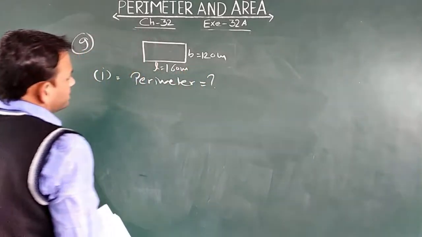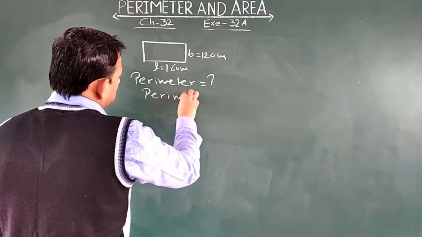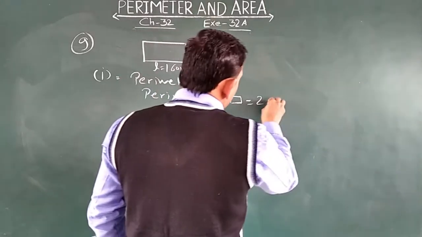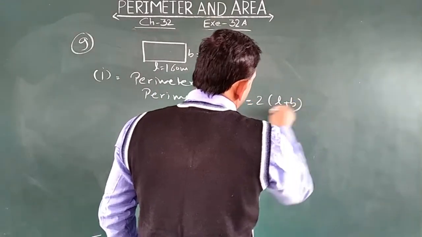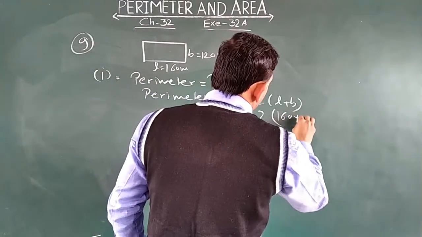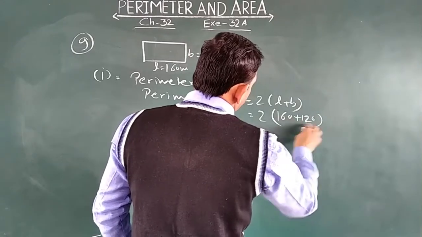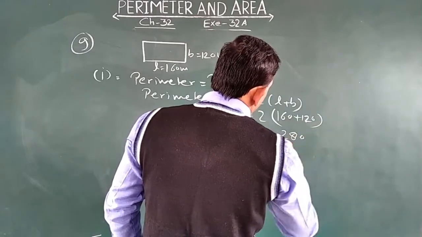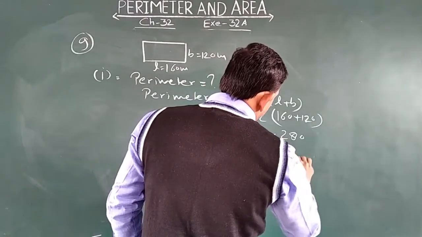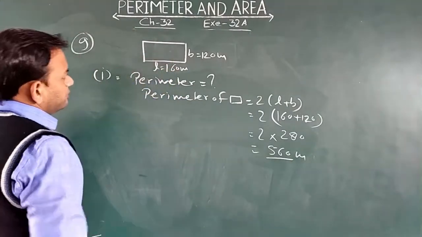of this rectangular field. Okay, so as you know, the perimeter of a rectangle is 2 into (L plus B). So 2, and L is 160 plus B is 120. So when you add, you will get 280, and when you multiply by 2, you will get 560 meter. So 560 meter is the perimeter of this rectangular field.